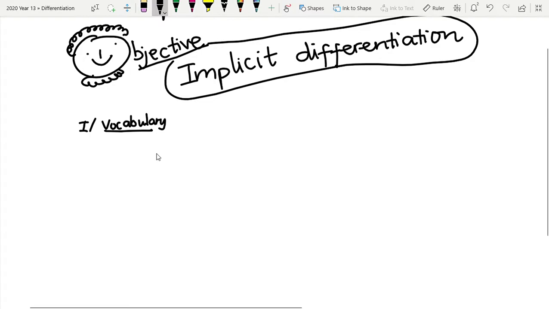So, vocab. The vocabulary in maths will be slightly different from the vocab you learn in English, because the vocab in maths goes with an example. Let's talk about the meaning of the word explicit first, because that is the opposite of implicit, I must say. So firstly, what do we mean by explicit differentiation? We're going to start with a big word, explicit differentiation.